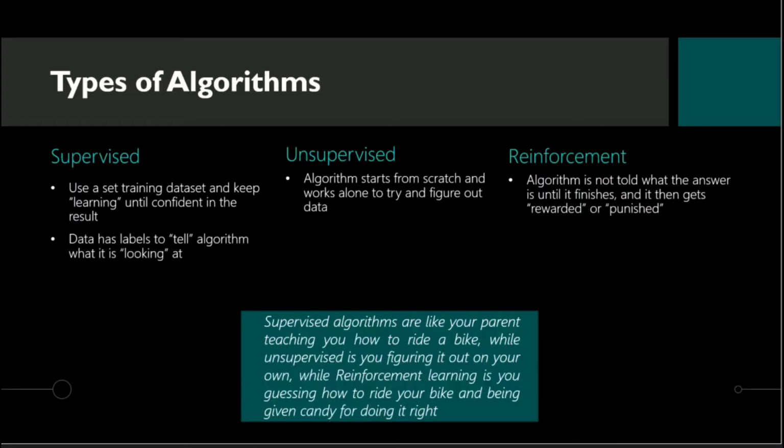So, some types of algorithms. As you can see, there's supervised, unsupervised, and reinforcement. Essentially, supervised algorithms are like your parent teaching you how to ride a bike, while unsupervised is you figuring it out on your own, while reinforcement algorithms are you guessing how to ride the bike and being given candy if you do it right.